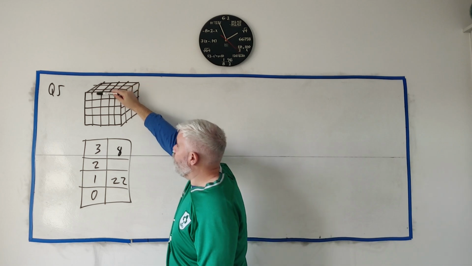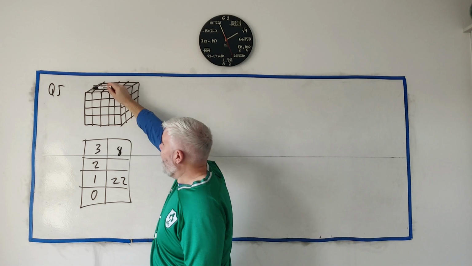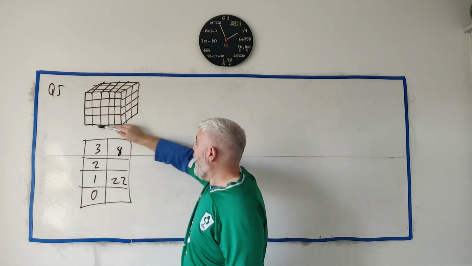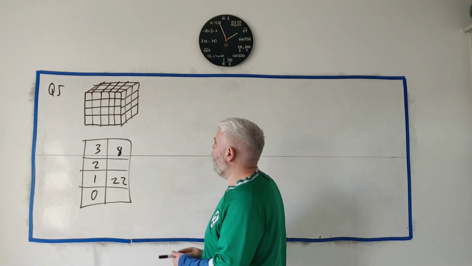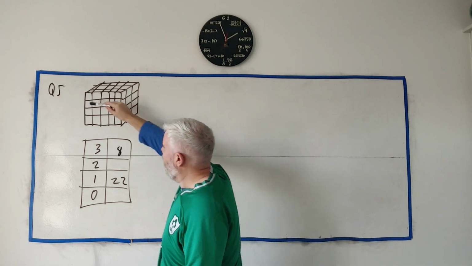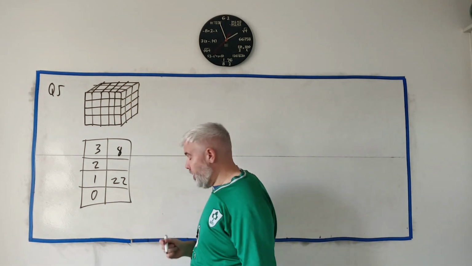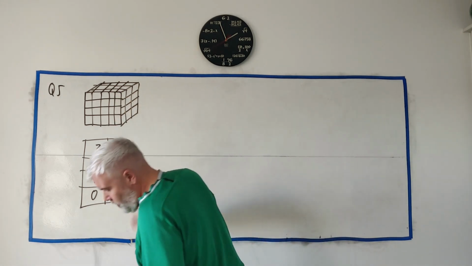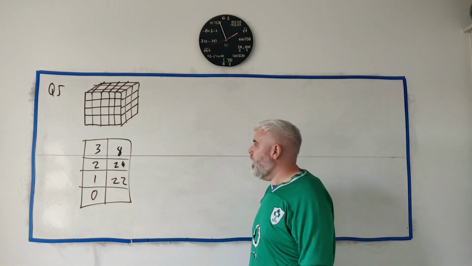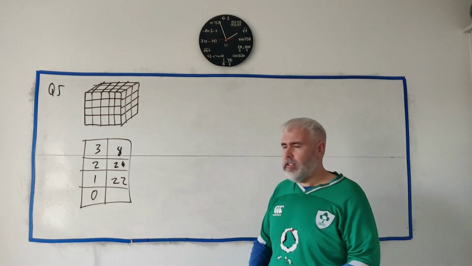There's 1, 2, 3, 4, 5, 6, 7, 8. 8 on top, 8 on the bottom. That's 16. But then don't forget there's 1, 2, 3, 4, 5, 6, and the 2 at the back, 7, 8. So 16 plus 8 is 24. Just checking my numbers here. Yeah, that's right. The last one, the ones that are in the center, you can't see.